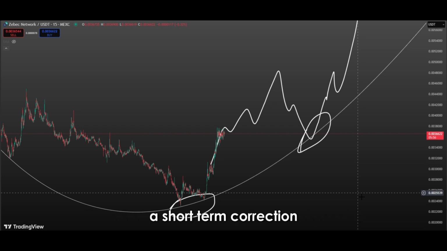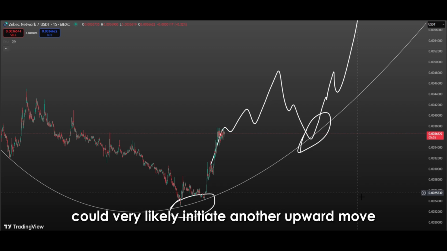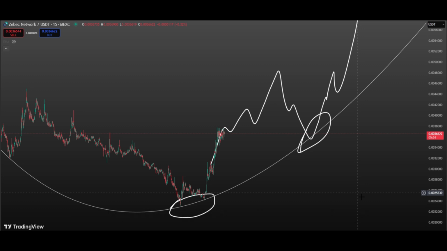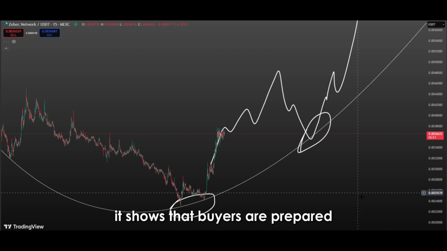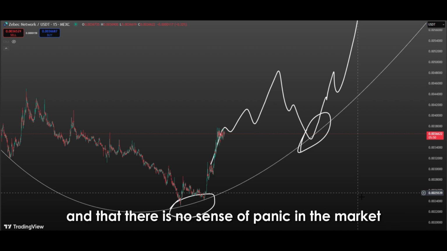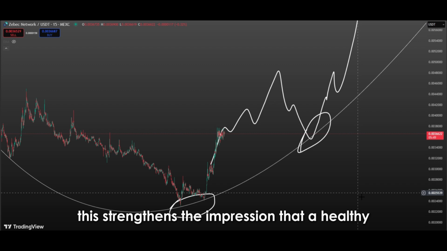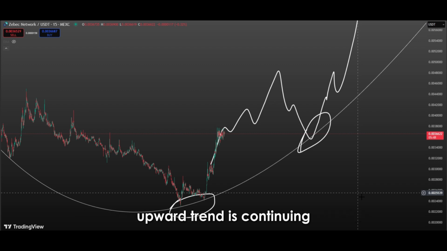A short-term correction that brings the price to this curve, followed by buying activity, could very likely initiate another upward move. Especially in these types of curves, when the price pulls back gradually rather than sharply, it shows that buyers are prepared and that there is no sense of panic in the market. This strengthens the impression that a healthy upward trend is continuing.